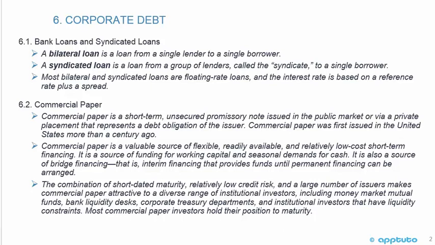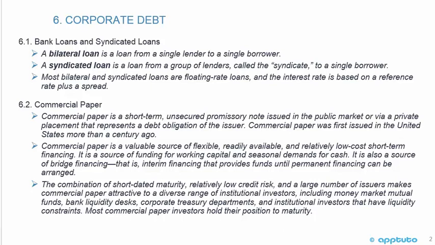Commercial paper was first issued in the United States more than a century ago. Commercial paper is a valuable source of flexible, readily available, and relatively low-cost short-term financing. It is a source of funding for working capital and seasonal demands for cash. It is also a source of bridge financing, that is, interim financing that provides funds until permanent financing can be arranged.